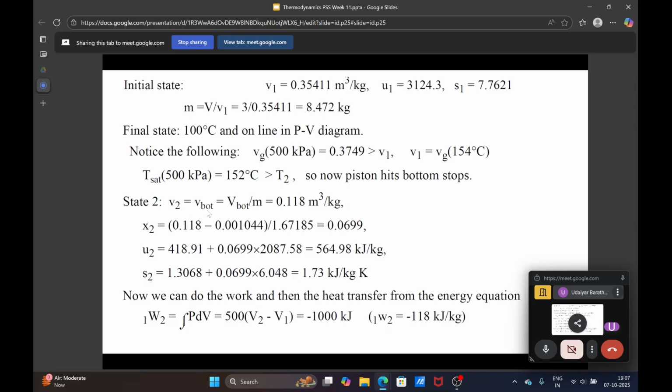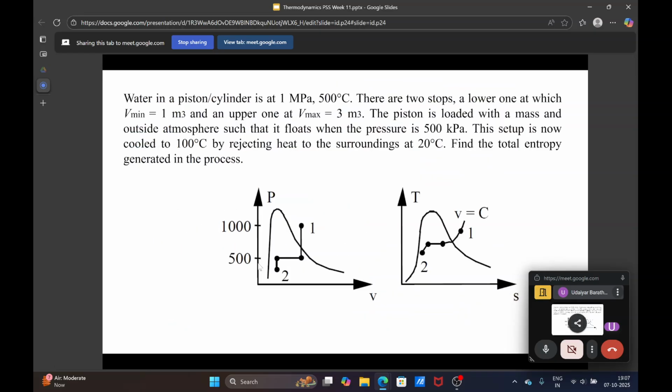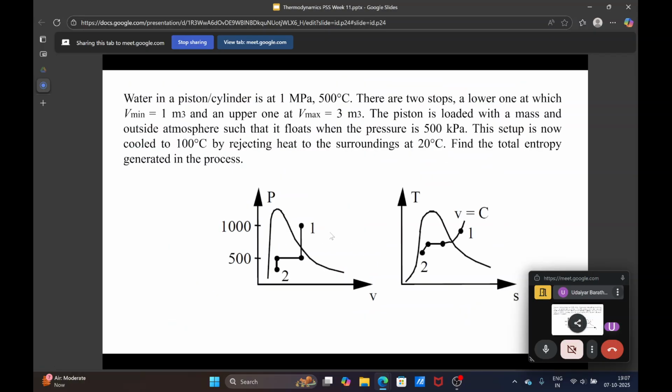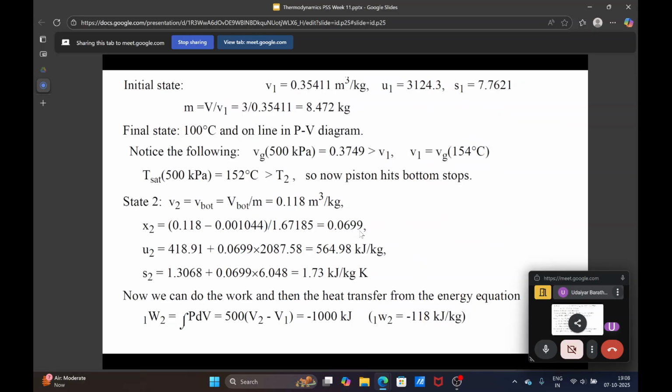So V2 is the volume divided by mass, which is 0.118 meter cube per kg. So we know the specific volume at state 2, which is equal to the 2 dash here. So we can find out the quality. So x2 is 0.118 minus 0.001044 divided by the difference in specific volumes, which gives you 0.0699. So this is corresponding to 100 degrees Celsius.